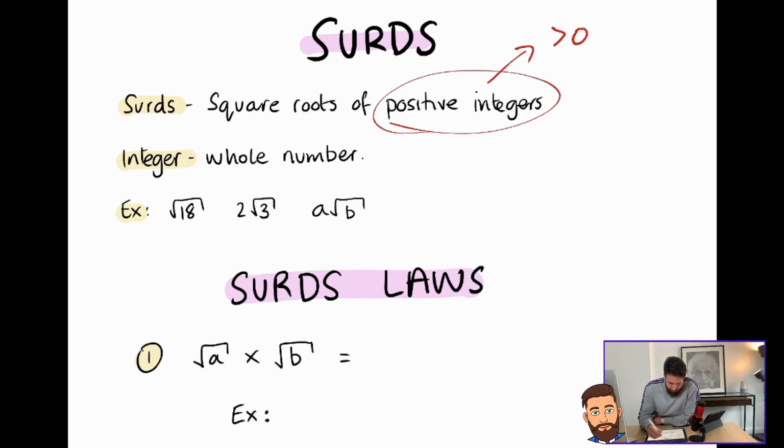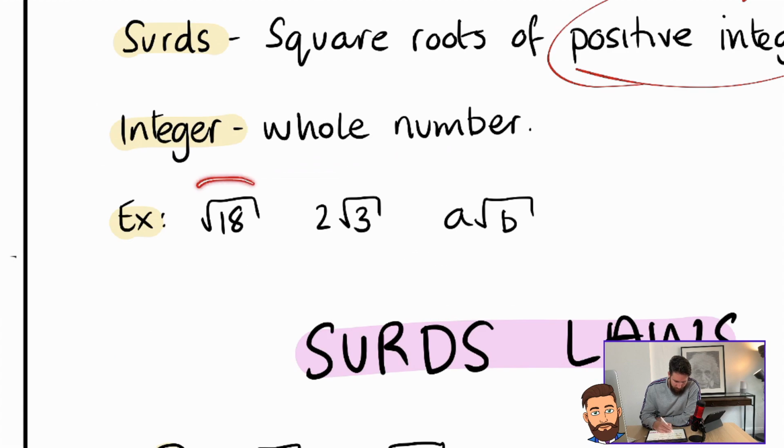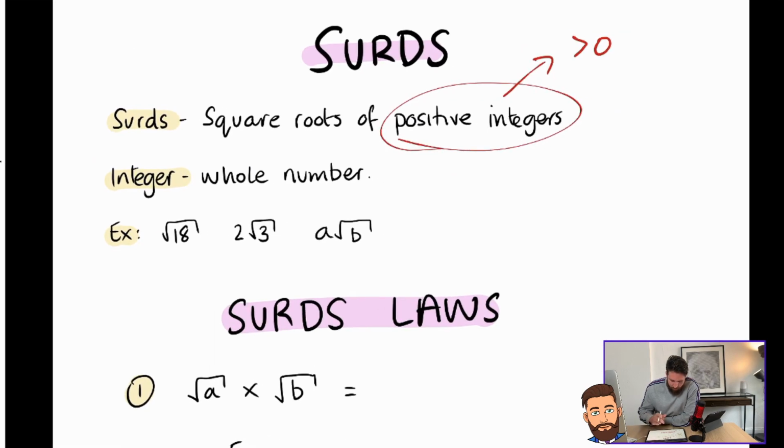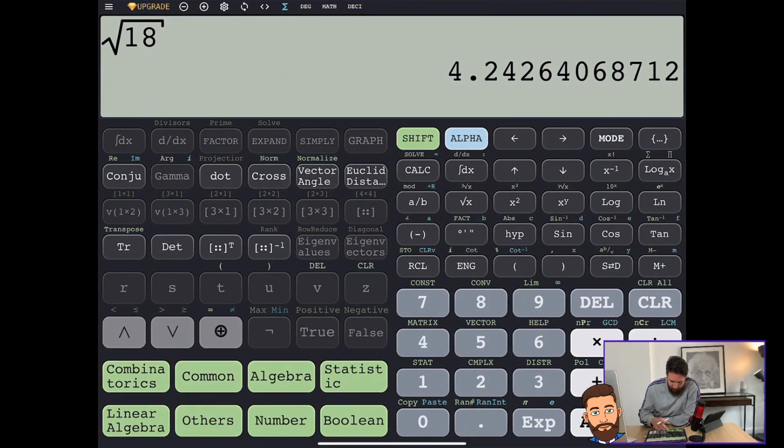So for an example, they look like this. You've got root 18, 2 root 3, a root b. They're all surds. All a surd is a way to express an irrational number, which would be a long decimal. So if I just put in my calculator, root 18, you can see that it's just a long, horrible decimal. So we like to work with these irrational numbers as surds, as square roots, just to make things easier.